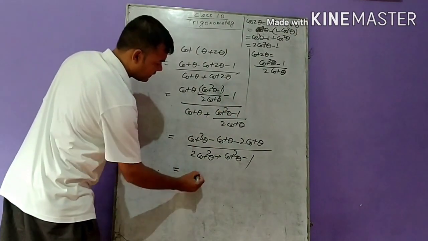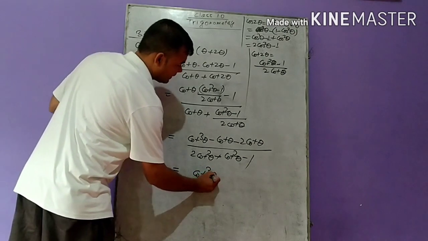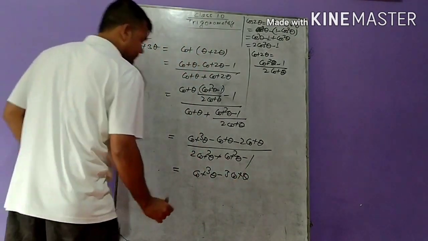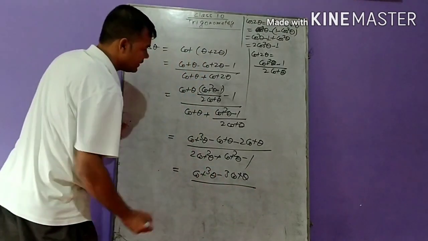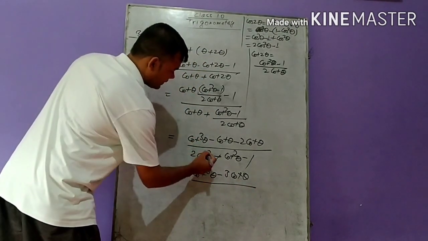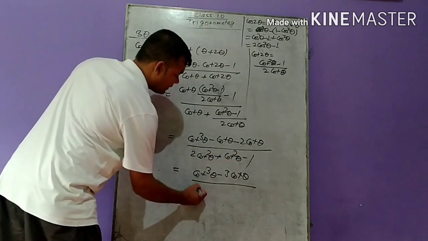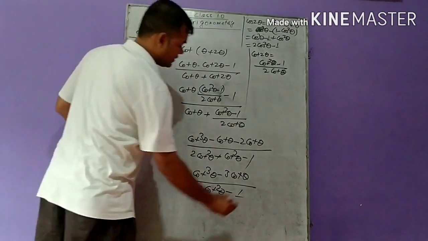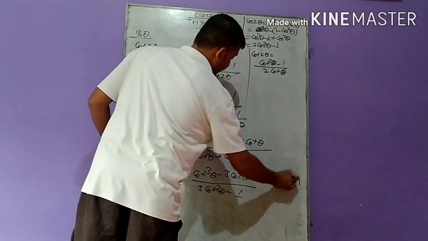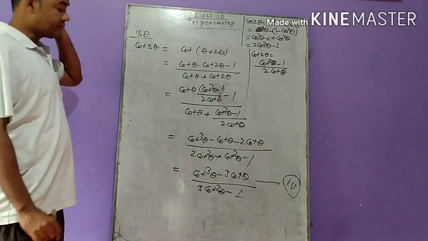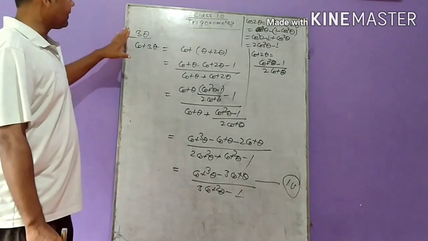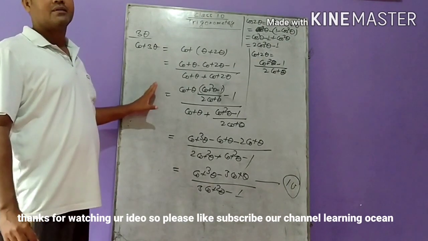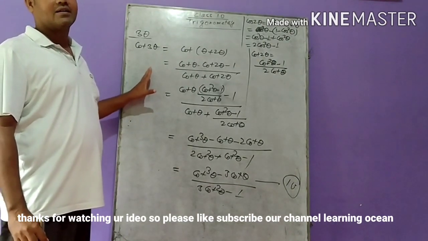So what we can write here? Cot cube theta minus 3 cot theta upon 2 cot square theta plus cot square theta means 3 cot square theta minus 1. So this is our another identity. So in this way we can derive different identities. I hope you have got it, and thank you very much.